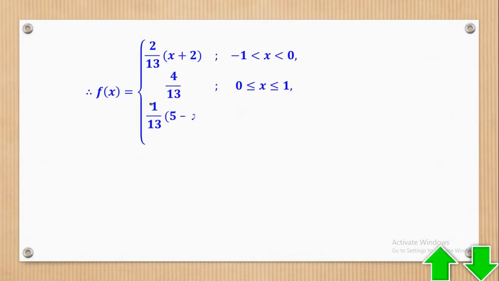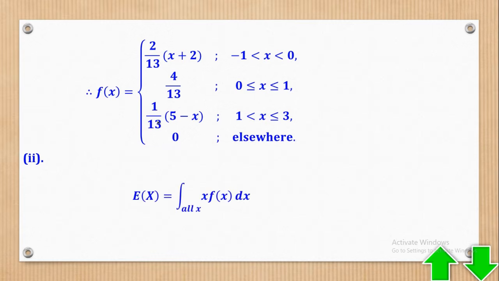So now that we have got the value of k, we can go back and rewrite the given function by substituting k. Here we shall substitute k with 2 over 13. Here it was 2k, so 2 times 2 over 13 will give me 4 over 13. And here it was a half k, so a half k will give you 1 over 13. So now we shall go to Roman 2.